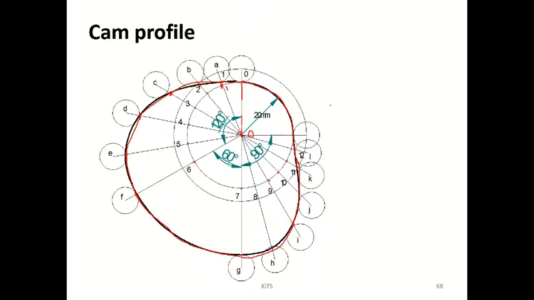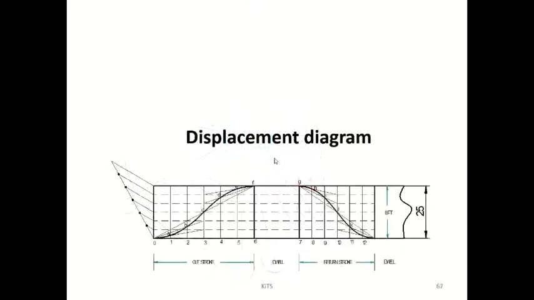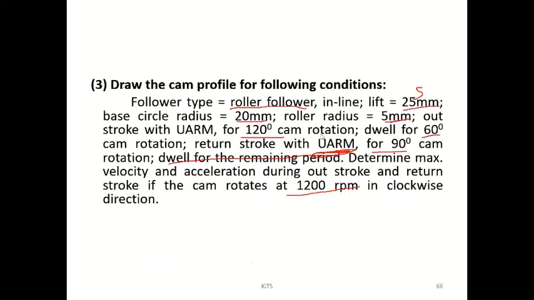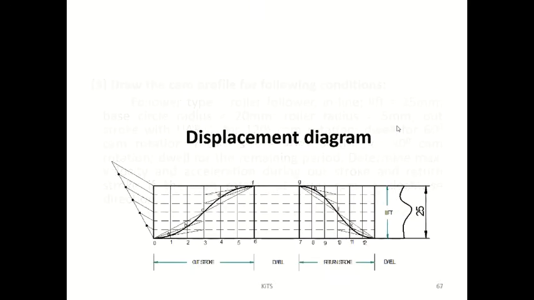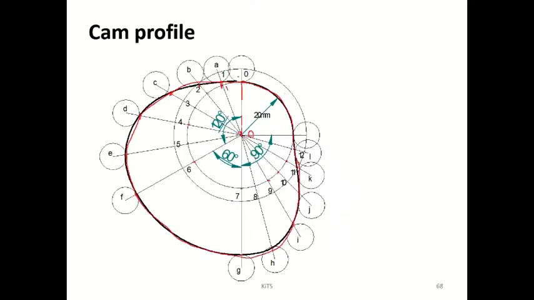Now we have drawn the cam profile and everything is nearly over. Now we have to draw one more thing. They have given the roller value. The roller radius is 5 mm. On the top, you just draw a 5 mm radius circle on the cam.